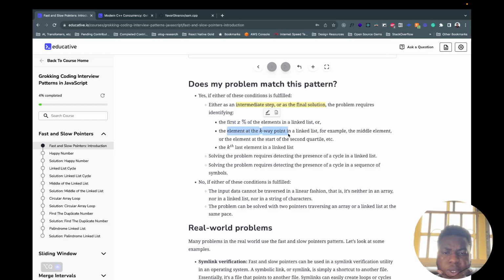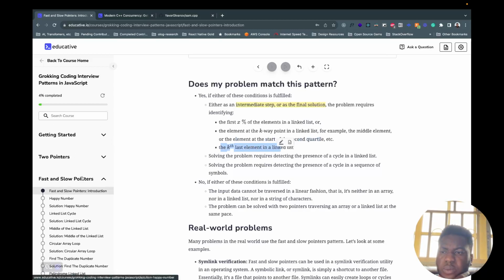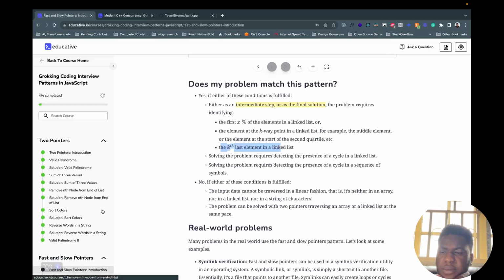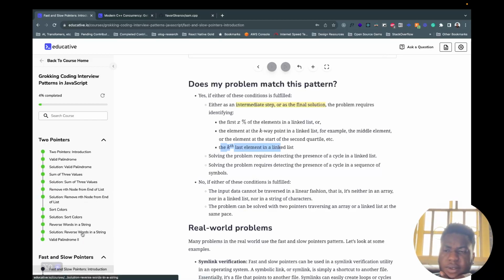The element at the k-way point in a linked list, for example, the middle element or the element at the start of the second quartile, etc. The kth last element in the linked list. This is interesting because in the two-pointer problem, remove the nth node from the end of a list, I guess it's a precursor to the fast and slow pointer.